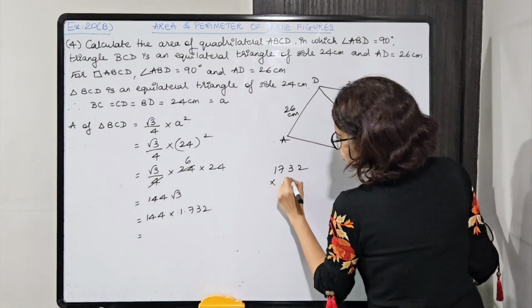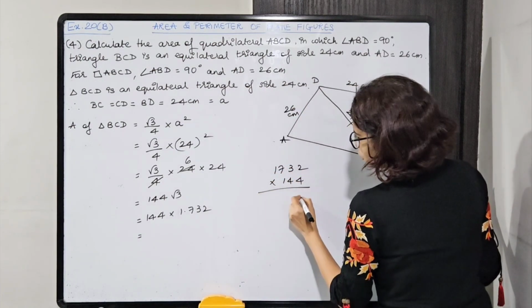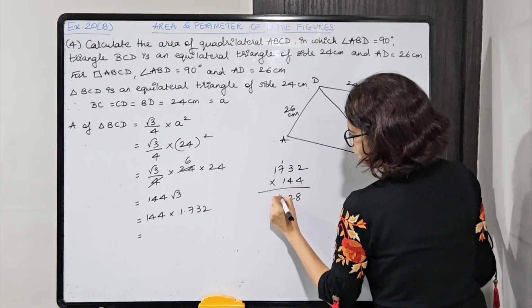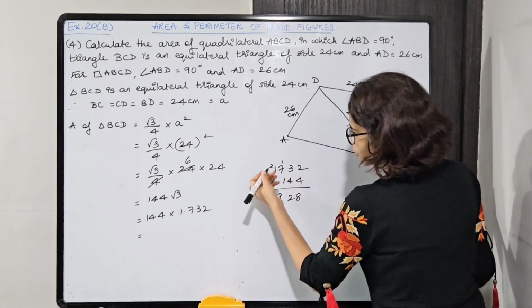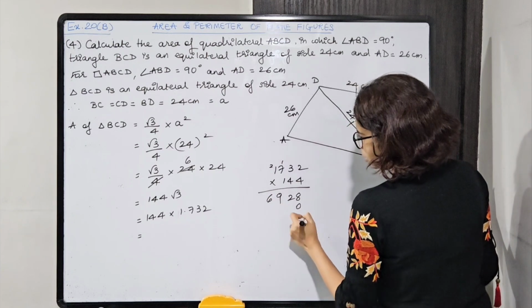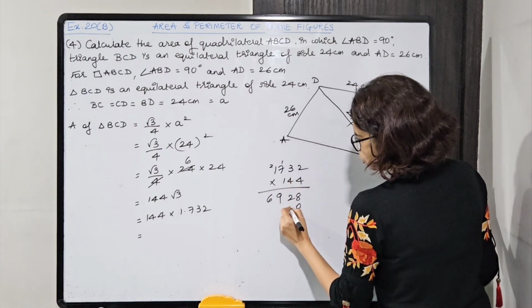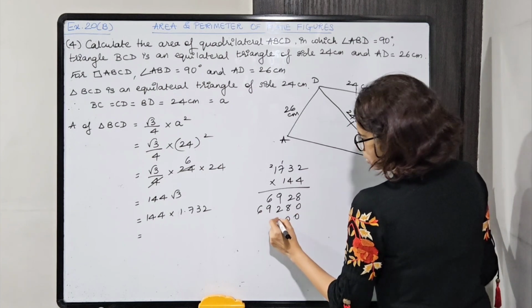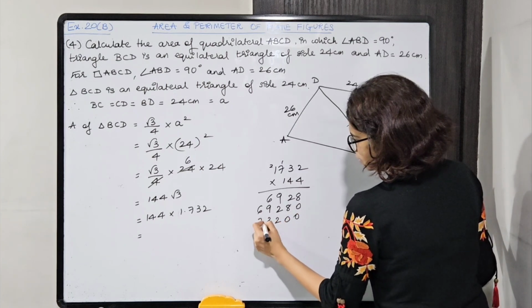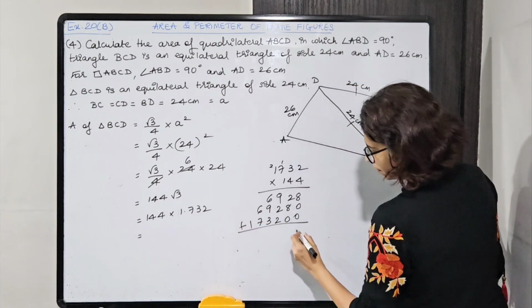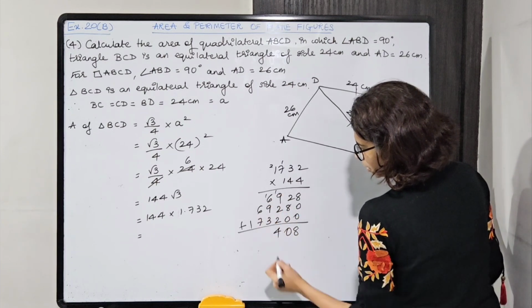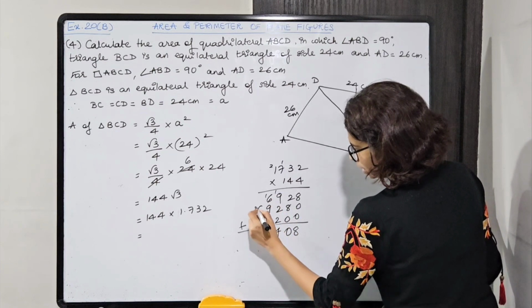So let's multiply 1732 into 144. 4 2s are 8, 4 3s are 12, 4 7s are 28 plus 1 is 29, 4 1s are 4 plus 2 is 6. Okay, यहाँ पे again repeat होगा. So 8 2 9 6. Now 2 3 7 1.